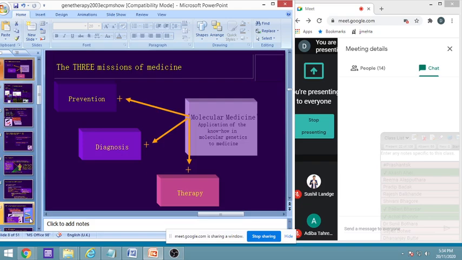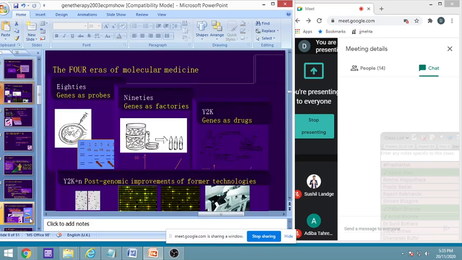So what are the missions of medicine? Prevention, diagnosis, and therapy. We call it prophylactic use and treatment use, and these are basically diagnostic uses. So how are we going to apply genetics to it? Here, genetics was used as a probe to understand the situation and the reasons. Later, genes were used as factories.